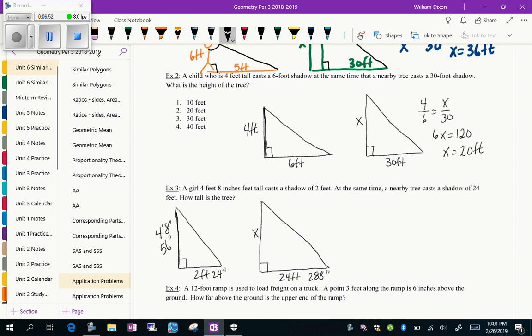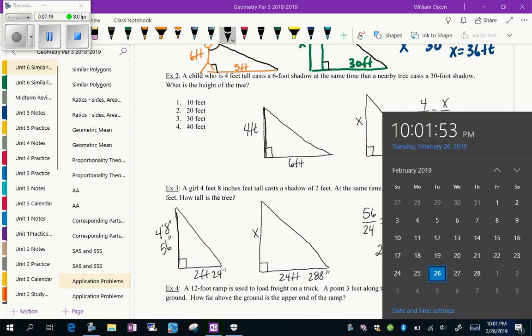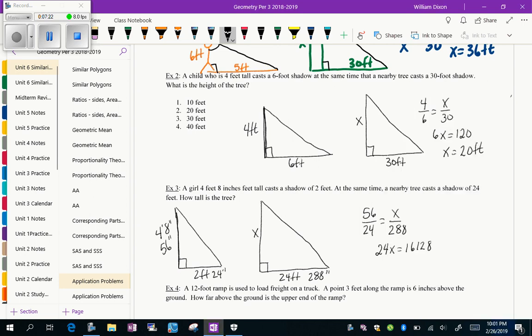So I'm going to have 56 over 24. That's going to equal X over 288. I'm going to cross multiply. I'm going to get 24X equals 16128. Okay, I'm going to divide both sides by 24, and X equals 672, and that's in inches.